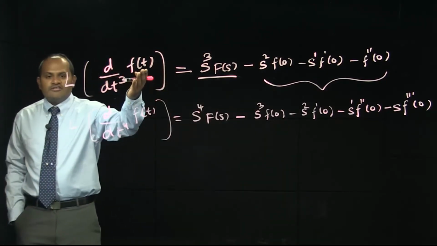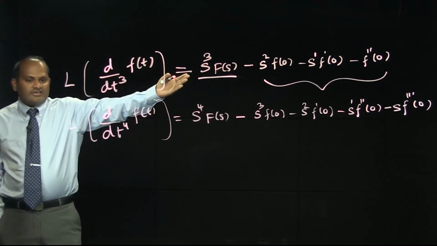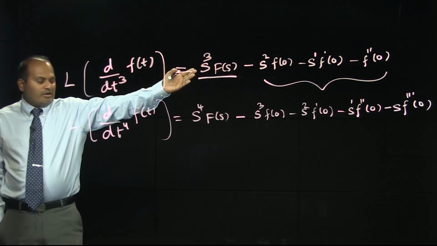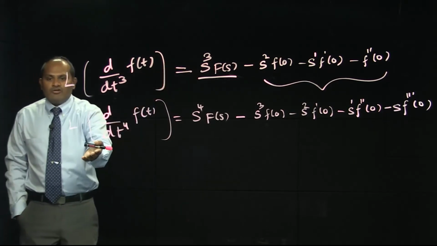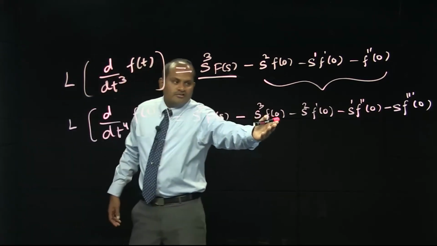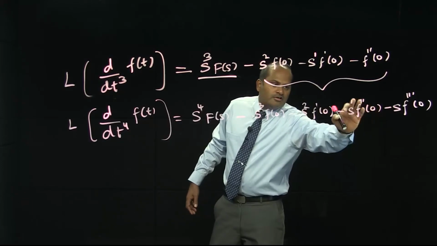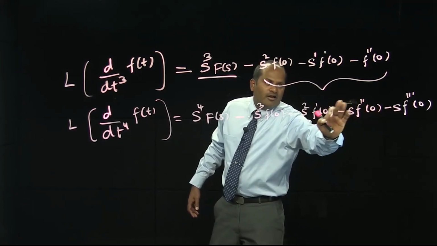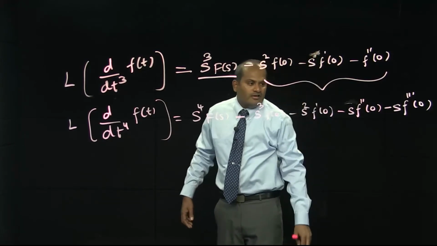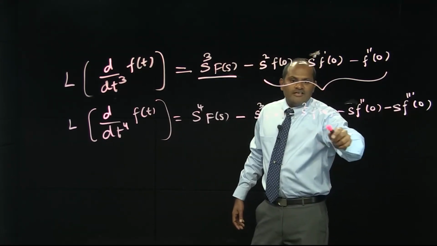A third order differential: s cube f of s minus s square f of 0 minus s power 1 f dash of 0 minus f double dash of 0. Then if you have a fourth order differential, you will have s power 4 f of s minus s cube f of 0 minus s square f dash of 0 minus s power 1 f double dash of 0. So, this s power 1 is not really required, it is just for your convenience. I just wrote this number and this is not really required. So, you have minus s f triple dash. All these are the initial conditions.